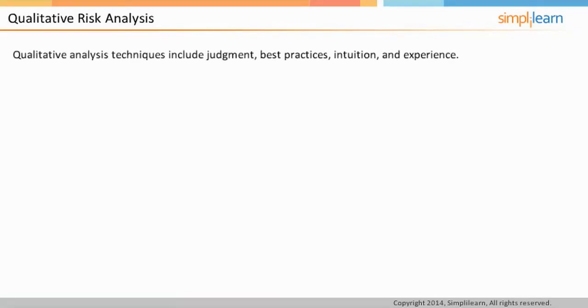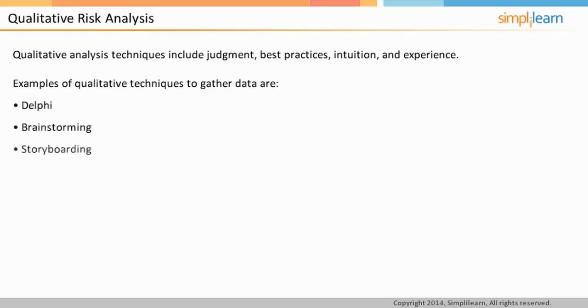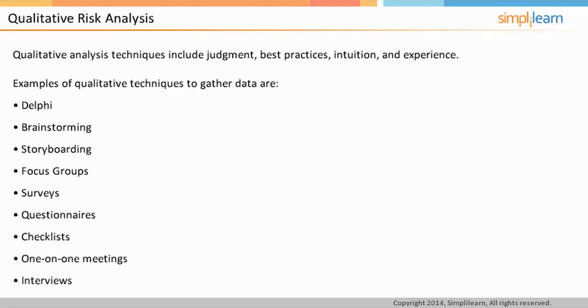Let us learn about qualitative risk analysis in this screen. Qualitative analysis techniques include judgment, best practices, intuition, and experience. Examples of qualitative techniques to gather data are Delphi, brainstorming, storyboarding, focus groups, surveys, questionnaires, checklists, one-on-one meetings, and interviews. The risk analysis team will determine the best technique for the threats that need to be assessed, as well as the culture of the company and individuals involved with the analysis.